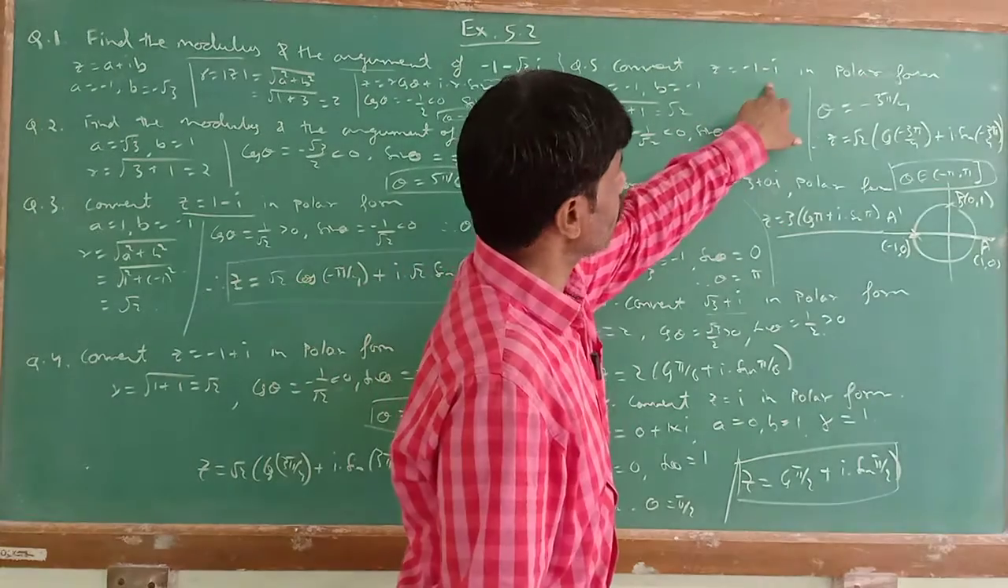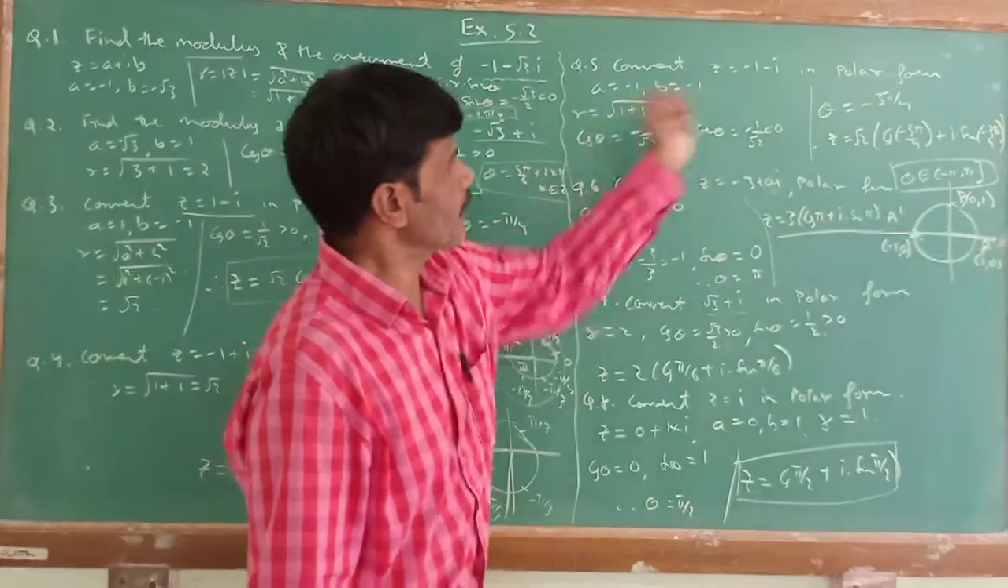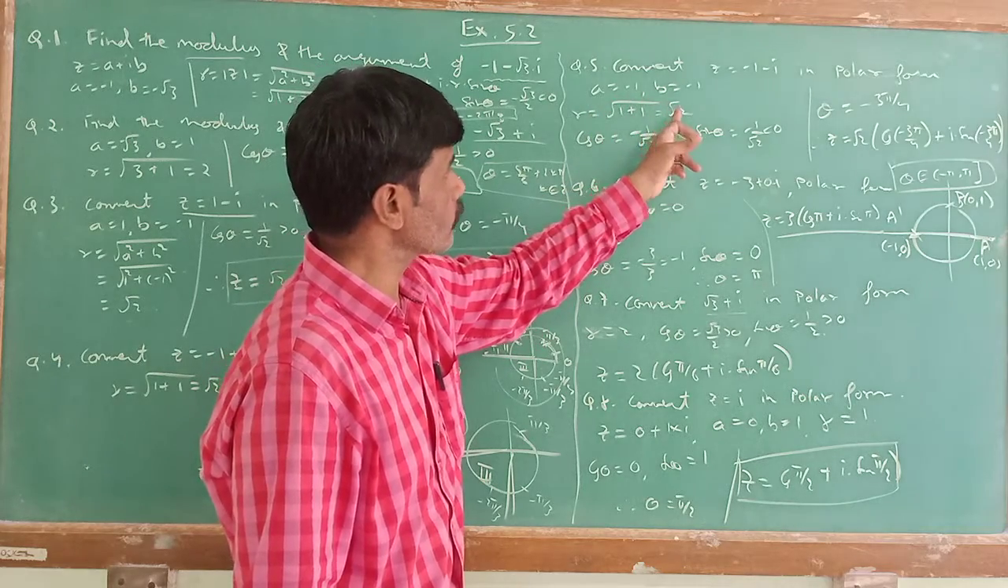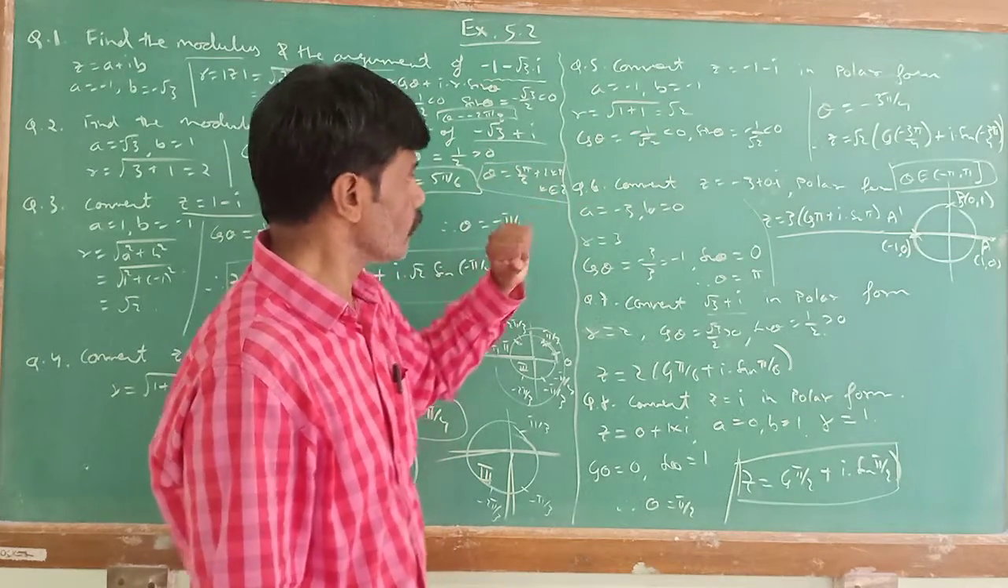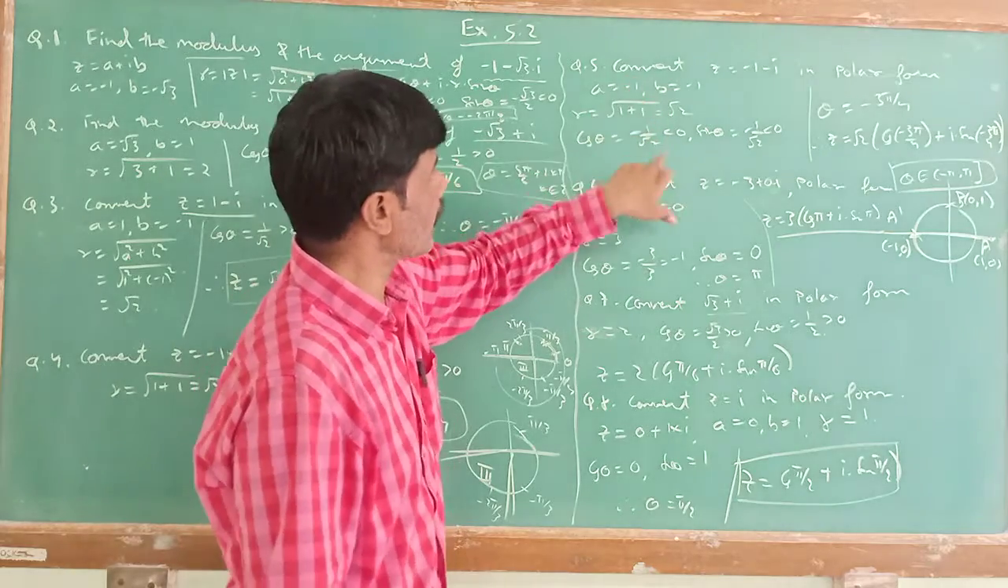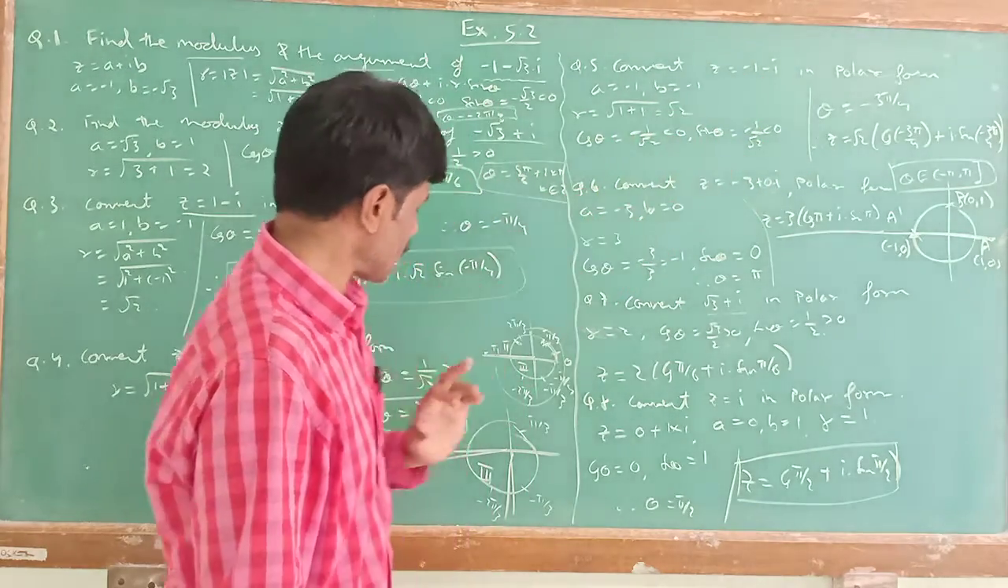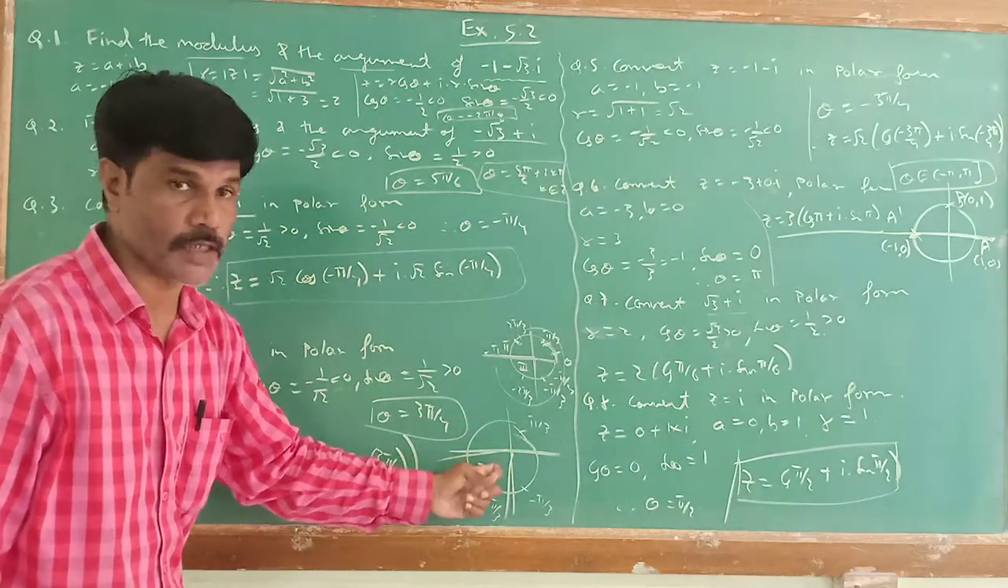Okay, question number 5. Convert z is equal to minus 1 minus i in polar form. Same way, a is minus 1, b is minus 1, r is root of a square plus b square, minus 1 square plus minus 1 square, that is root of 1 plus 1, root 2. Cos theta is equal to a by r, minus 1 by root 2, sin theta is equal to b by r, minus 1 by root 2. Cos negative, sin negative, you are in the third quadrant.